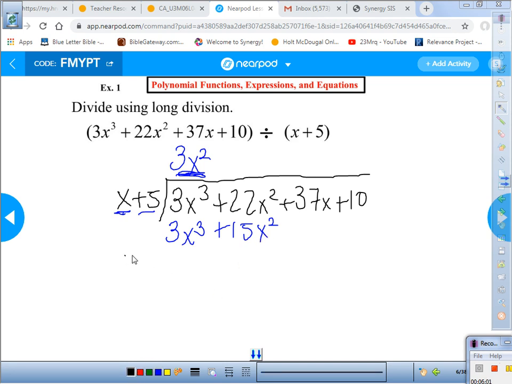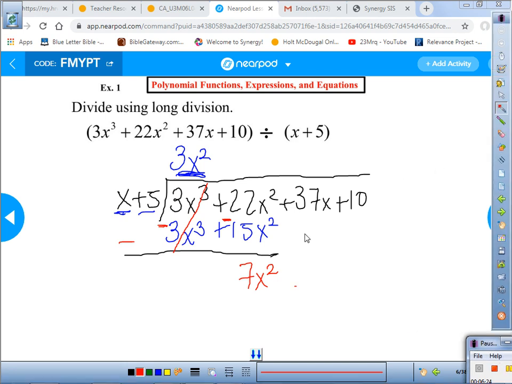What would be the next mechanic part of it? We subtract. What does that mean, Mr. Q? That it makes this a negative and this a negative. Therefore, what is 3x cubed minus 3x cubed? It cancels. What is 22x squared minus 15x squared? 7x squared. Copy that.